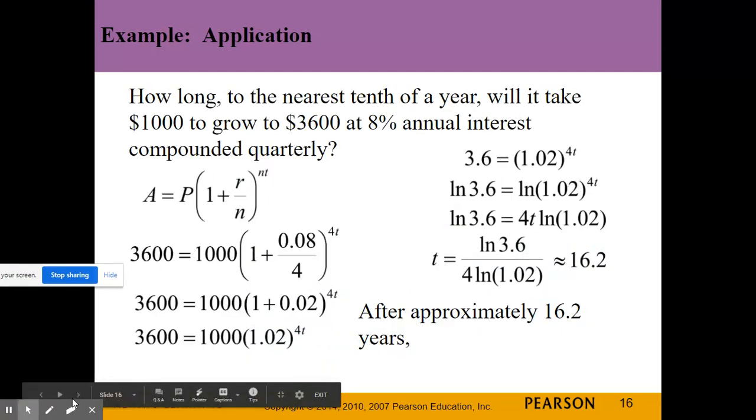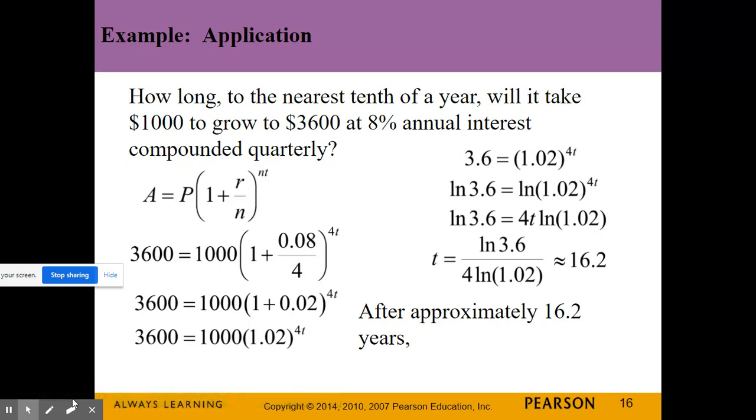How long, to the nearest tenth of a year, will it take $1,000 to grow to $3,600 at 8% annual interest compounded quarterly? Essentially, it's the same question we just answered, just different numbers, right? The 3,600 is what you want it to be. The 1,000 is what you're starting with. The 8% annual rate is the rate. Compounded quarterly means the n value is 4, and we're solving for t.